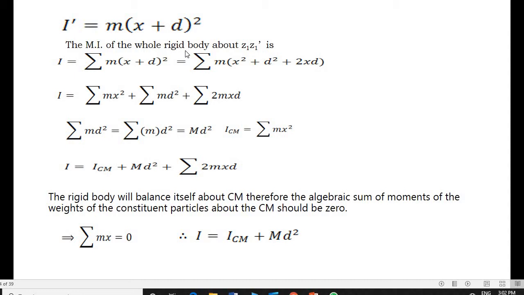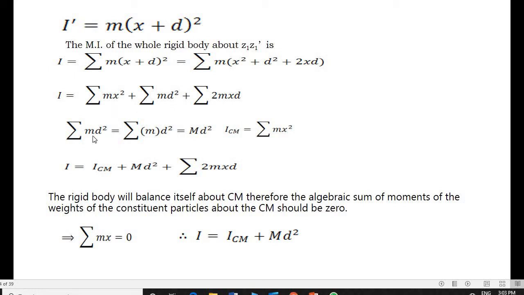So the moment of inertia of the whole rigid body about z1, z1 dash is I equals summation. This is the moment of inertia of the particle, and this is the moment of inertia of the entire body, that is I equals summation m into (x plus d) whole square. Now (x plus d) whole square is nothing but x square plus d square plus 2xd. So this can also be written as summation mx square plus summation md square plus summation 2mxd.